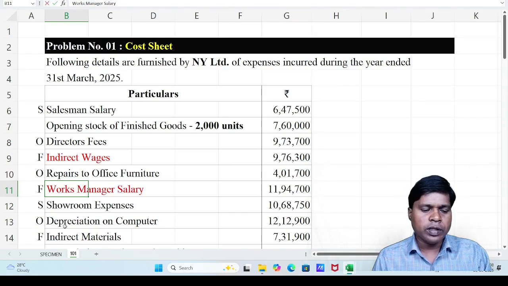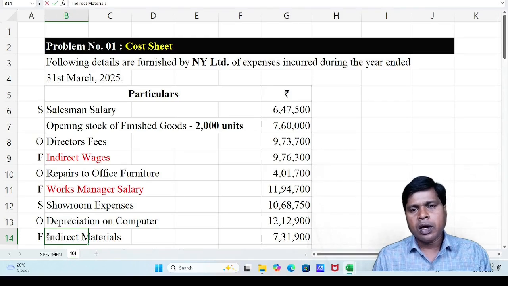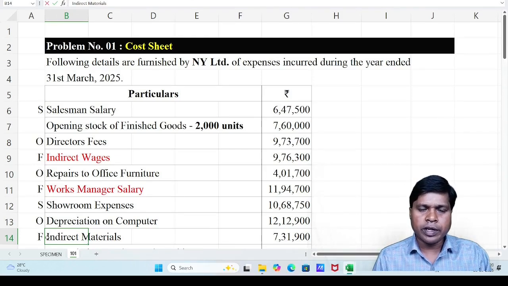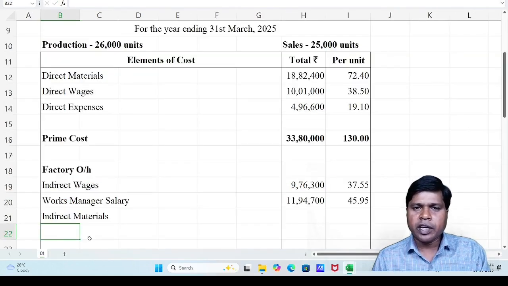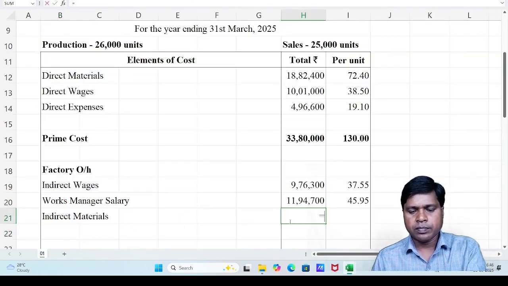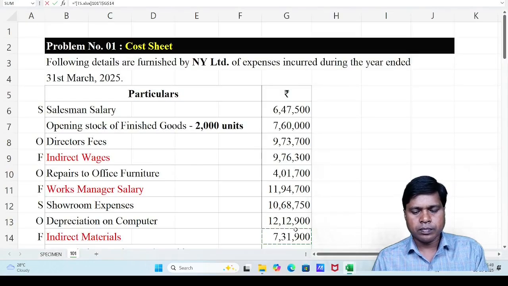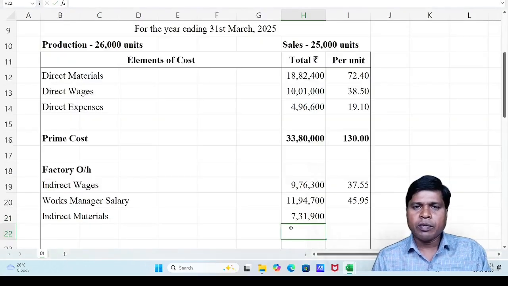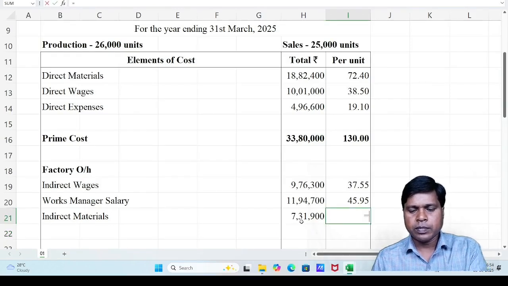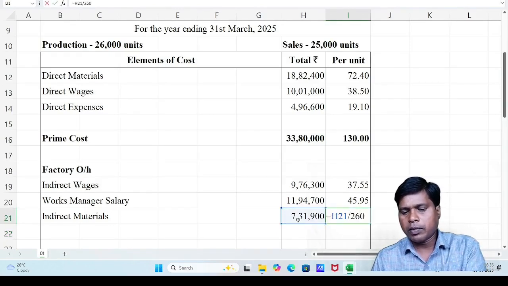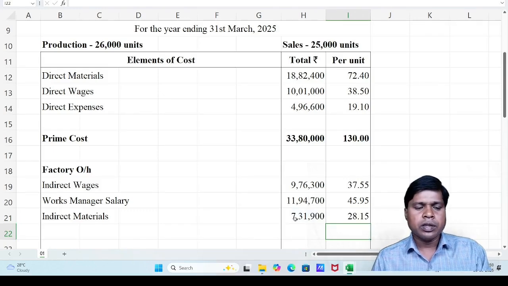Then we have to find next factory overheads item. It means indirect materials. I am giving red color after recording. Student, you can record there tick mark. So we can easily understand these items are already recorded. Next item, indirect materials: 7,31,900 divided by 26,000, per unit indirect materials 28.15.